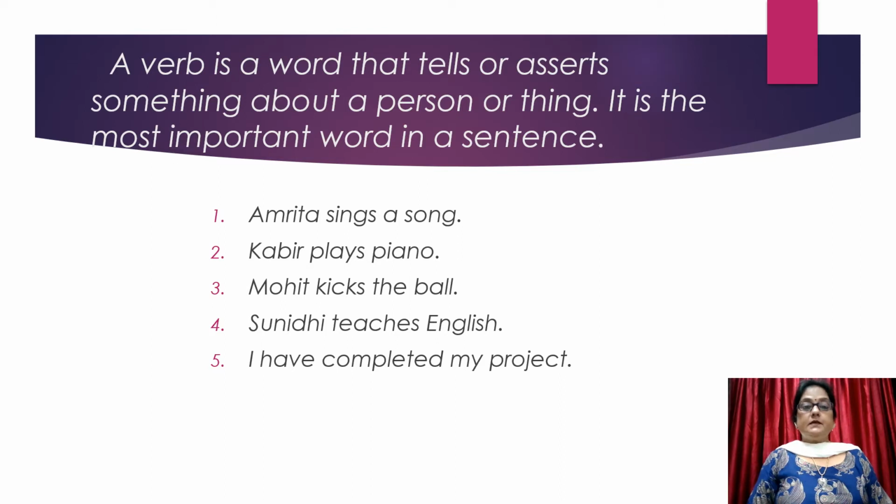Amrita sings a song. What does Amrita do? She sings a song. So sing is a verb here. Kavir plays piano. What does Kavir do? He plays piano. So plays is a verb here. Mohit kicks the ball. So what does Mohit do? He kicks the ball. So kicks is a verb here. Sunidhi teaches English. What does Sunidhi do? She teaches English. So teaches is a verb here.